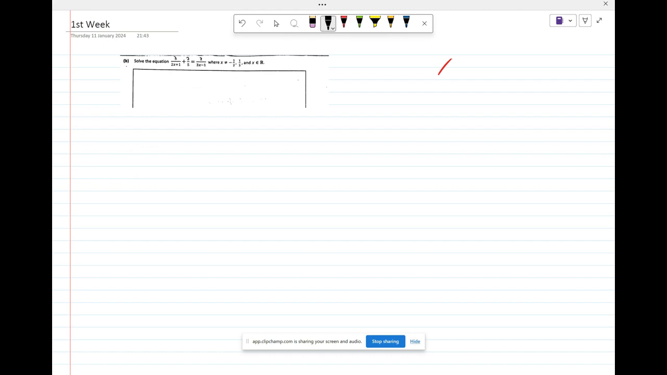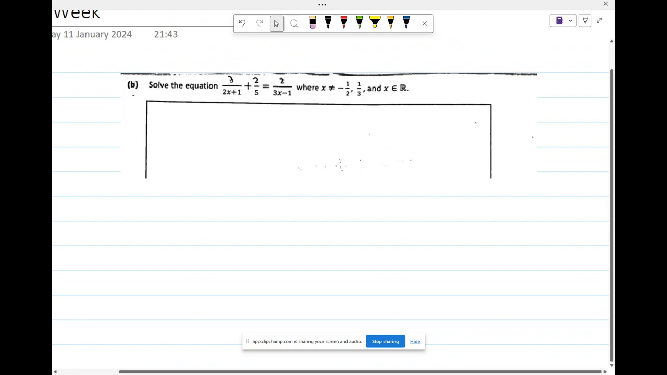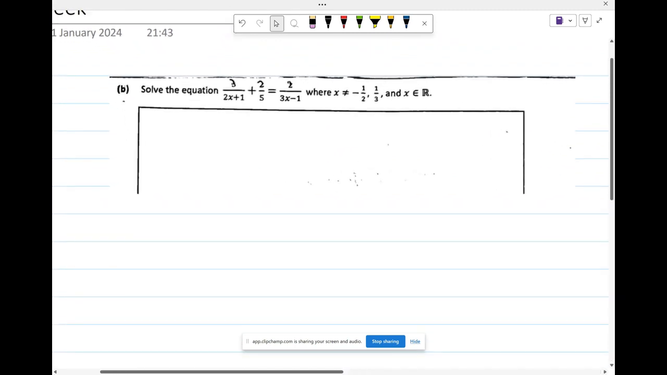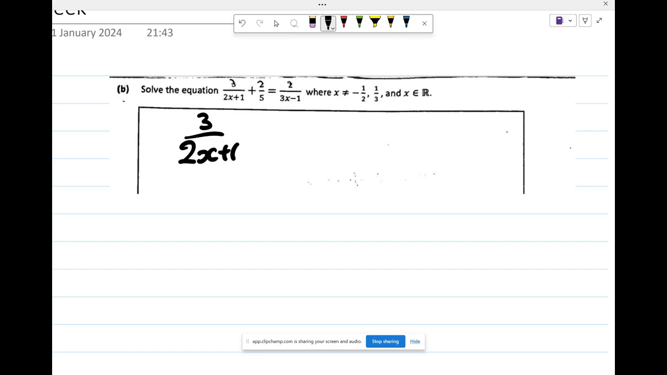So I think we ran through a bunch of algebra just to kind of get you guys up to speed. And I think we started with this one, so let's just jump straight in. It says solve the equation 3 over 2x plus 1 plus 2 over 5 equals 2 over 3x minus 1. So when we see solve the equation, we're basically trying to find values for x for which this equation is true. First thing that's always helpful is just to rewrite what they've given us.